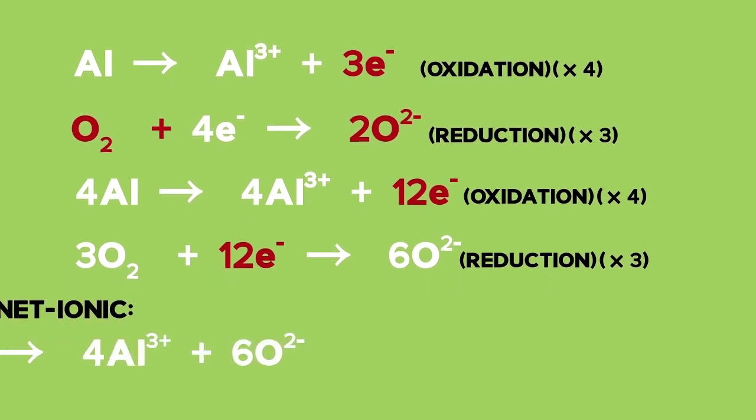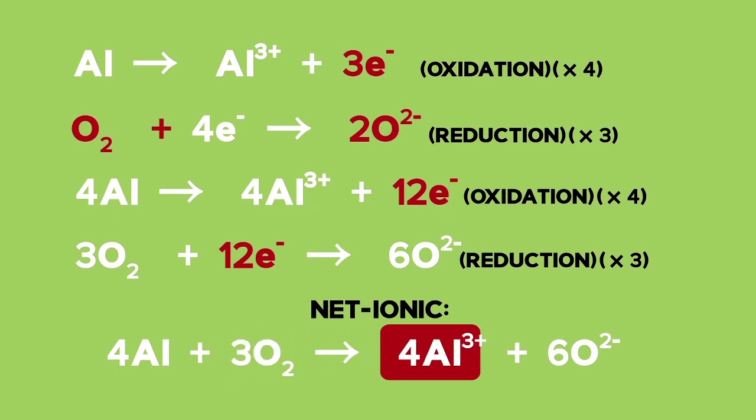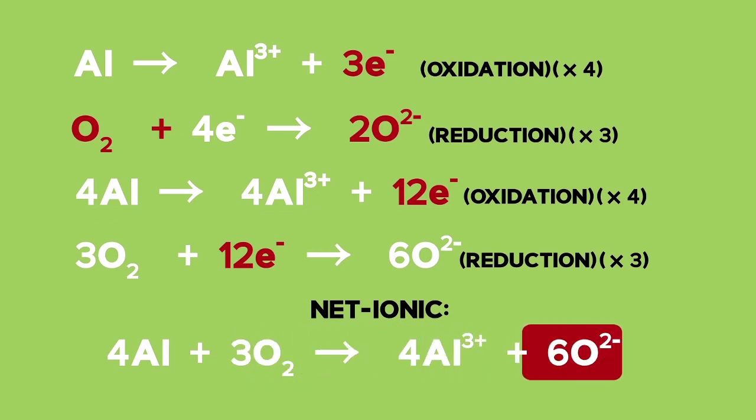Writing everything together means that we get 4 aluminium atoms in, 3 oxygen molecules as reactants. We get 4 aluminium ions out, 6 oxygen ions out. Wow, not too bad though.